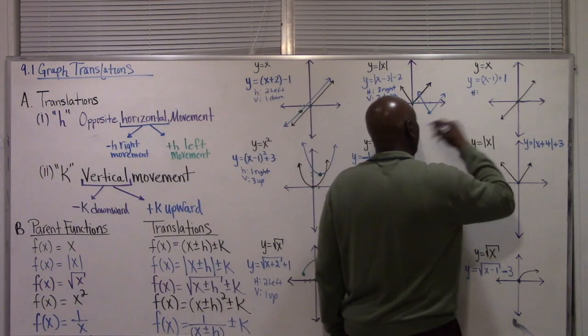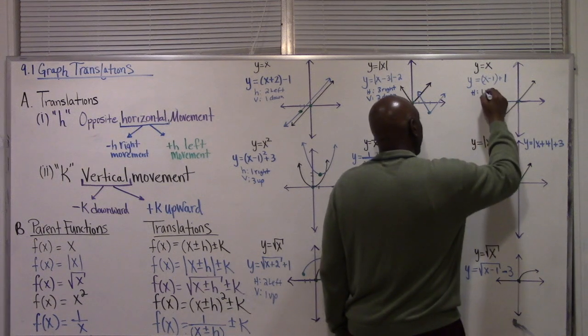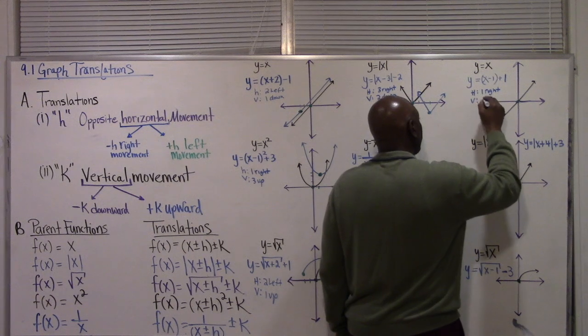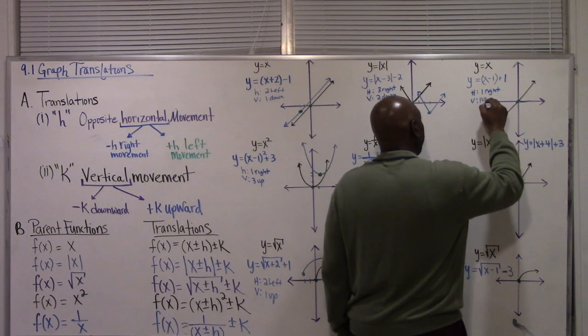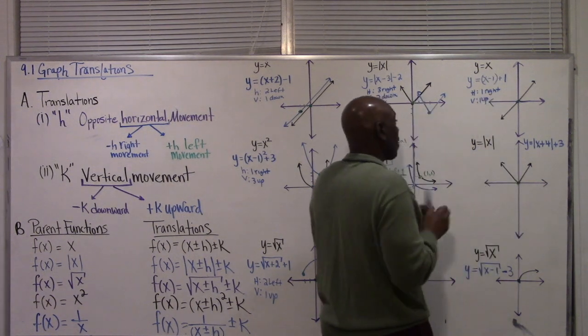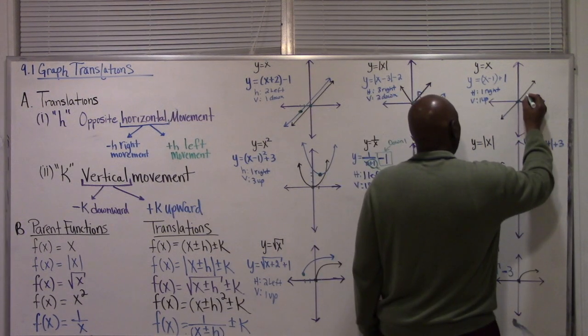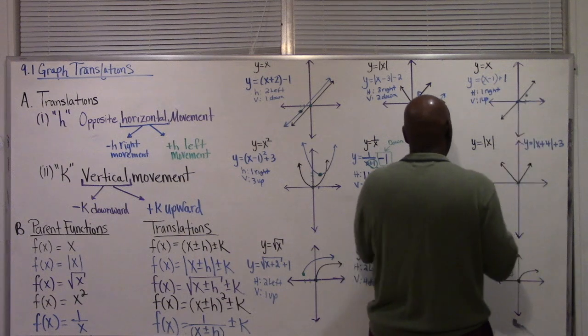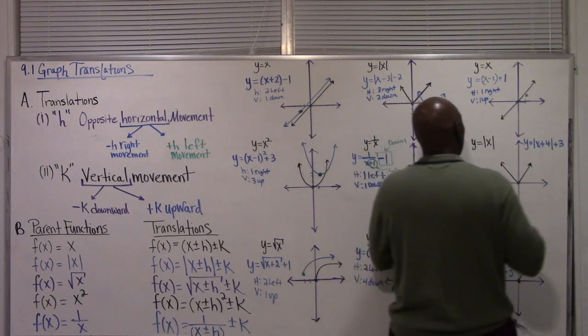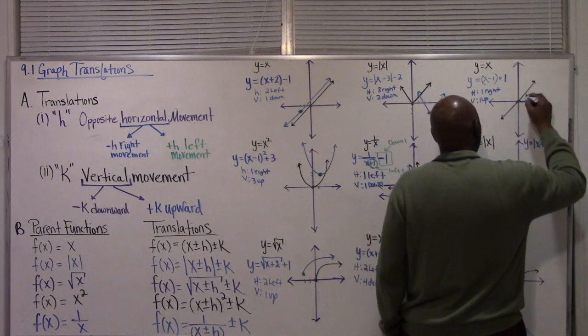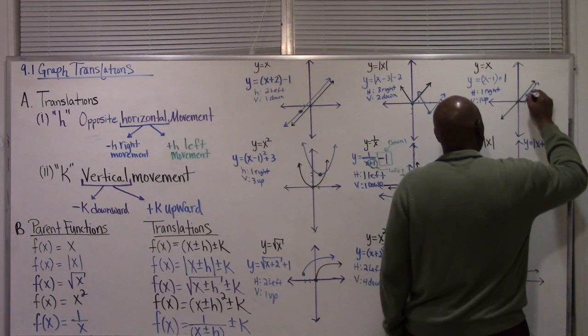What's the horizontal? Horizontal is 1 right. How about the vertical? Vertical is up 1, or 1 up. Let's do that. Let's take it right 1, and let's take it up 1. And there we go. Right one, up one, and there it is.